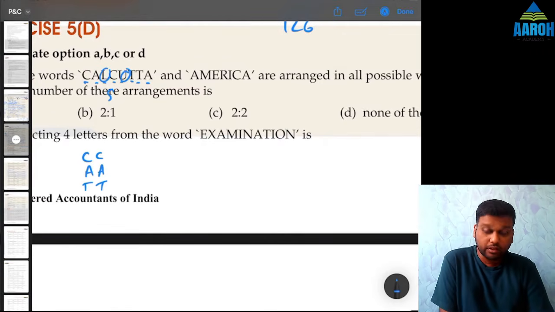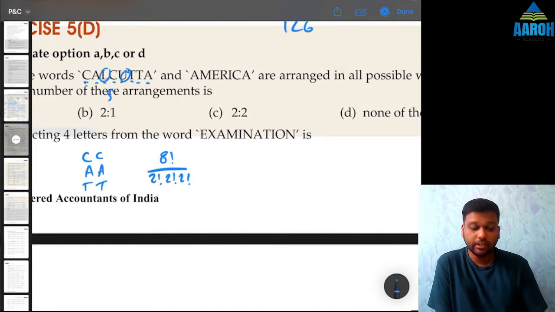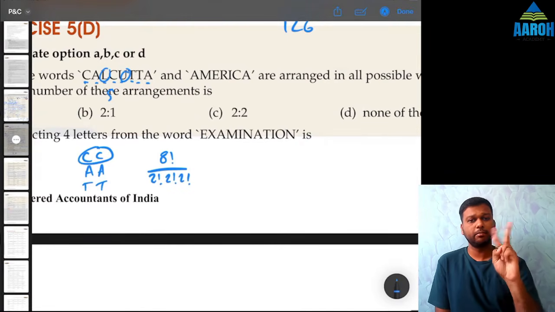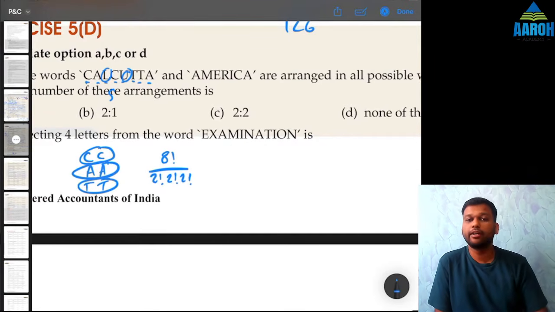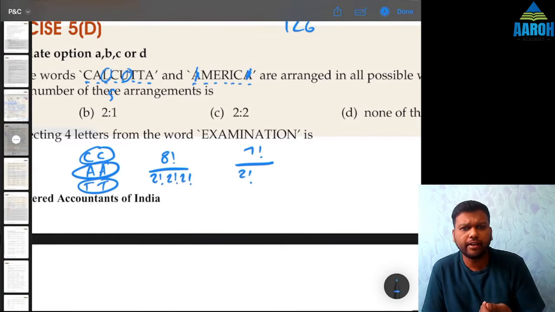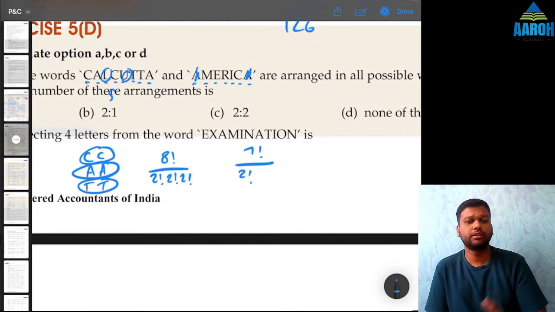Fine. So the number of arrangements will be 8 factorial divided by 2 factorial, 2 factorial, 2 factorial. Why do we do this? Because C is appearing 2 times, so both the C arrangements will be the same. So we divide by 2 factorial. For A, again 2 factorial, T, again 2 factorial. And for the second word, the letters 1, 2, 3, 4, 5, 6, 7. So 7 factorial divided by 2 factorial, since A is coming 2 times. Is anything else repeated? No. So this is the answer, right?